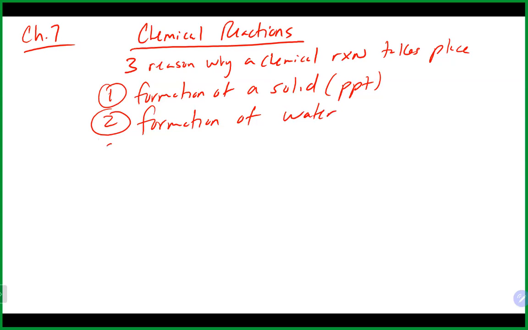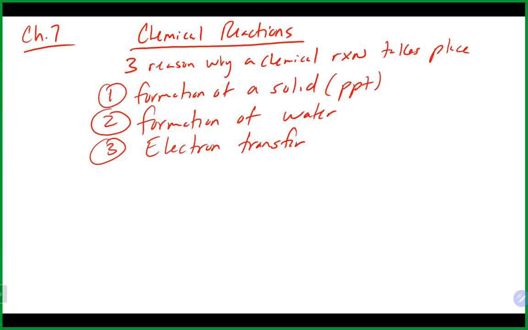And the last reason why a reaction takes place is an electron transfer. So kind of like what we were talking about with ionic bonding, the transfer of electrons from one place to another. So really all types of chemical reactions boil down to one of those 3 things occurring: a solid being formed, water being formed, or some electrons being transferred.